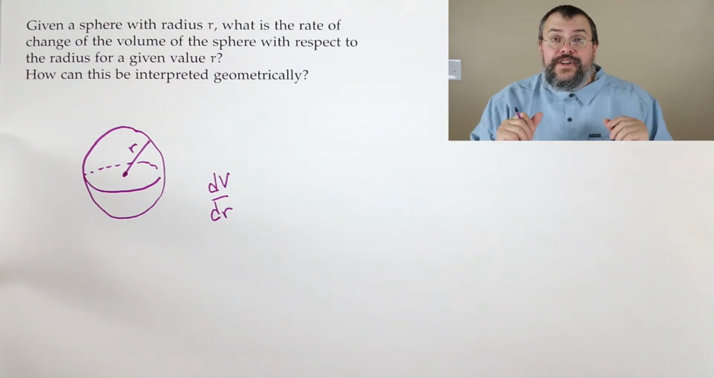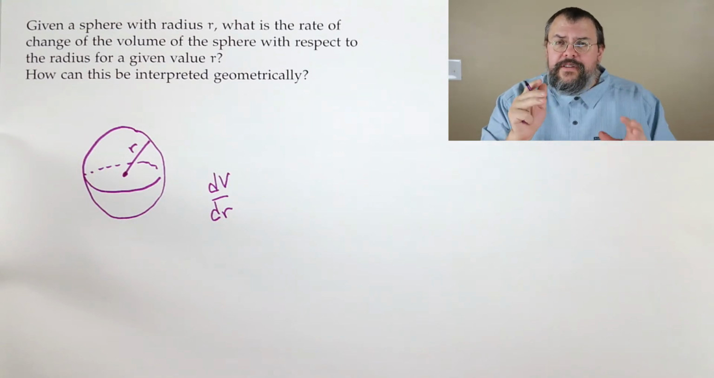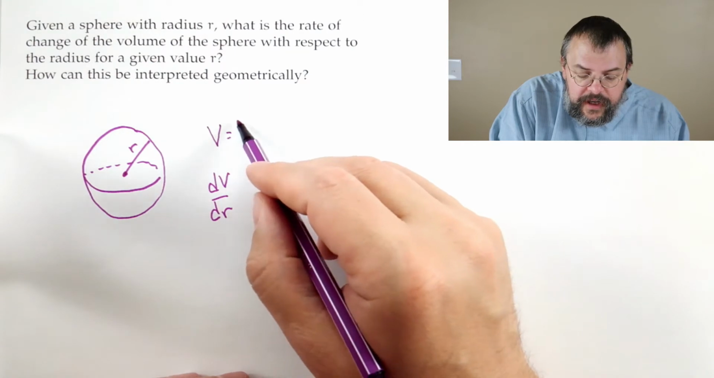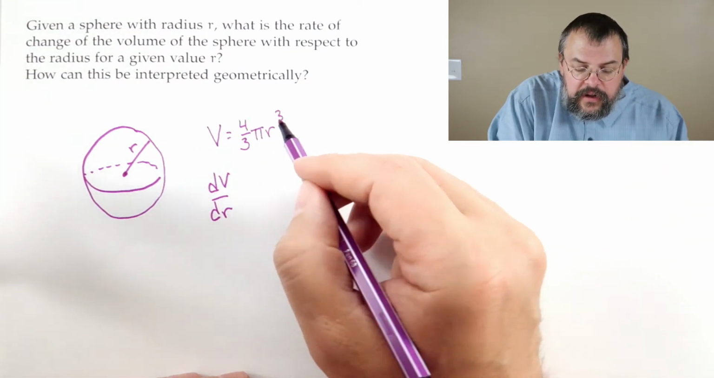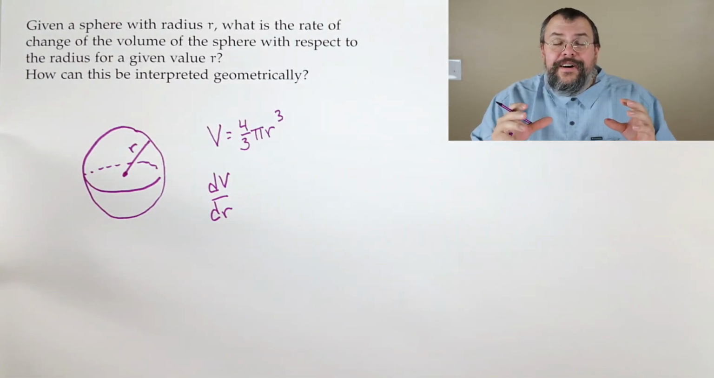Now, for a sphere, we actually have the formula. And do you remember it? It's a nice little formula. It is that the volume of a sphere is equal to 4/3 pi r cubed. Okay, so that's the volume of a sphere, 4/3 pi r cubed.